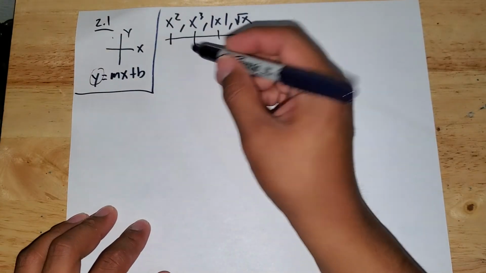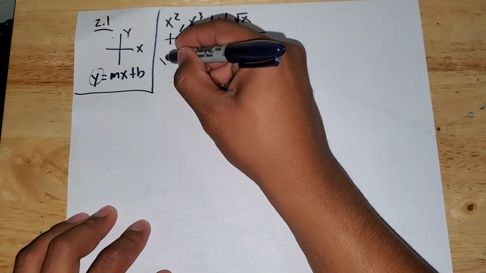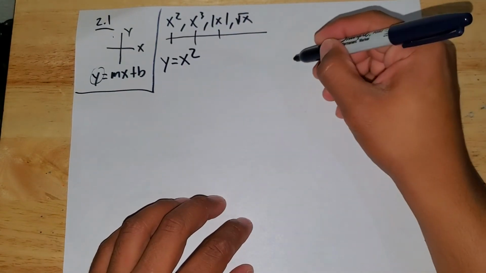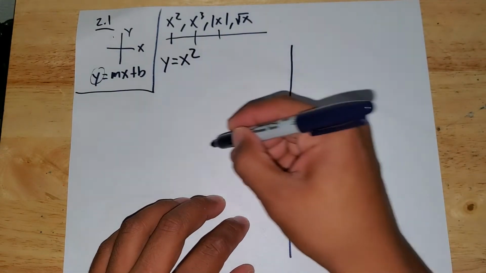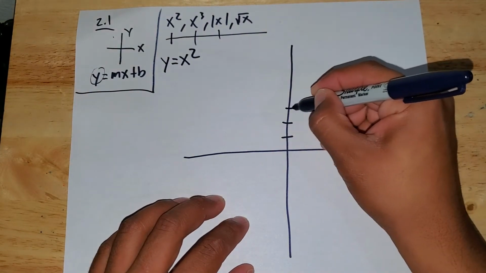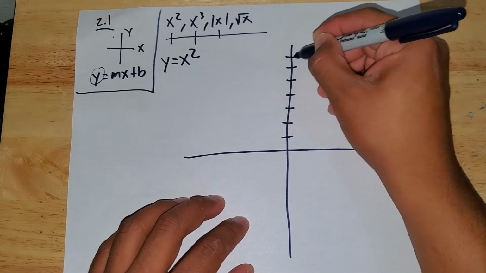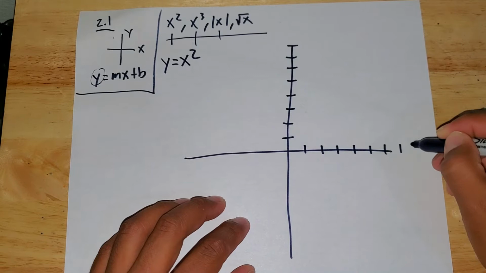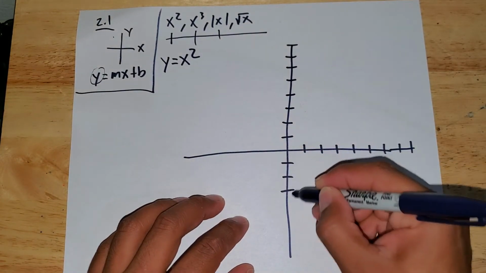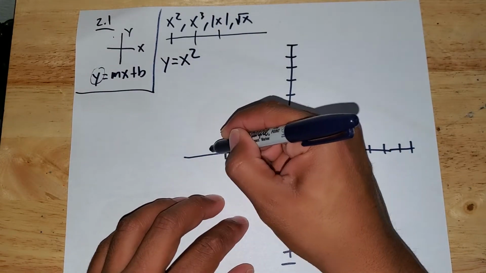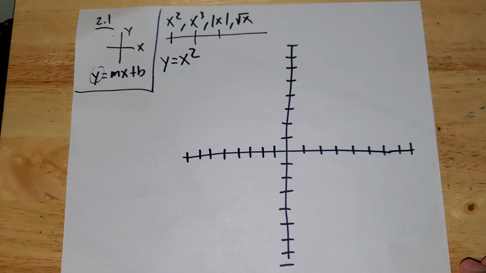So I want to start with y equals x squared. And I'm going to make a big graph just because I want everyone to be able to see how this is graphed. So 1, 2, 3, 4, 5, 6, 7, 8 on each axis direction. So hopefully you're able to see this graph.